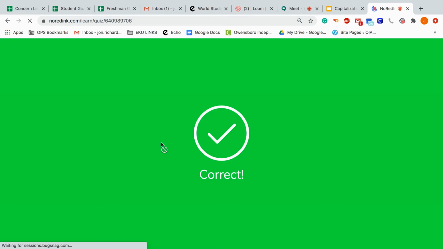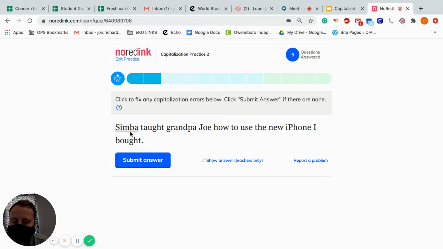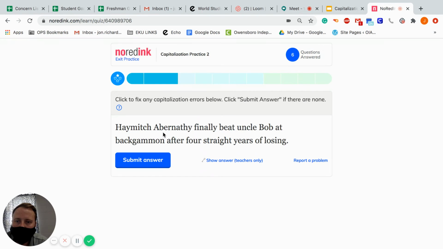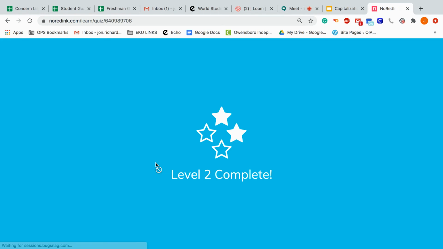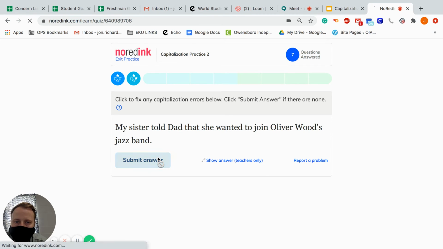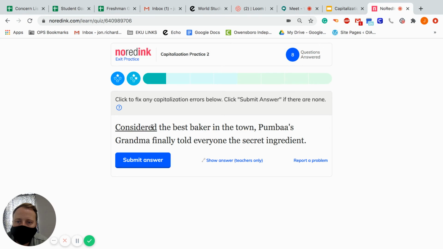So you see how this trick makes it a lot easier to think about. And the reason is it's a common noun, not a proper noun whenever it is in that fashion. Simba taught Grandpa Joe, so it's with a name, so we capitalize it. Hamish Abernathy finally beat Uncle Bob, so it's with a name, we capitalize it. My sister told Dad that she wanted to join Oliver Wood's band, so can we say, my sister told Bob? Yes, so it stays capitalized. Considered the best baker in town, Pumbaa's grandma, so can we say Pumbaa's Susie finally? No, it doesn't make any sense. So we don't capitalize it.